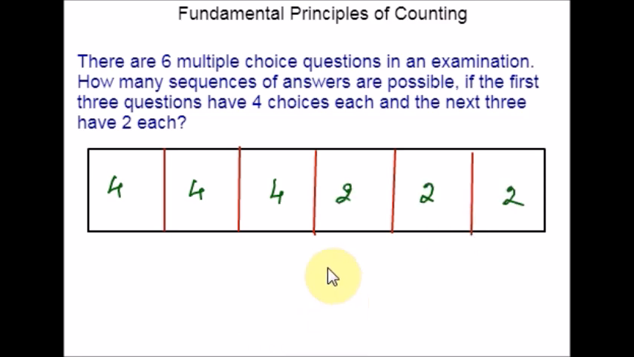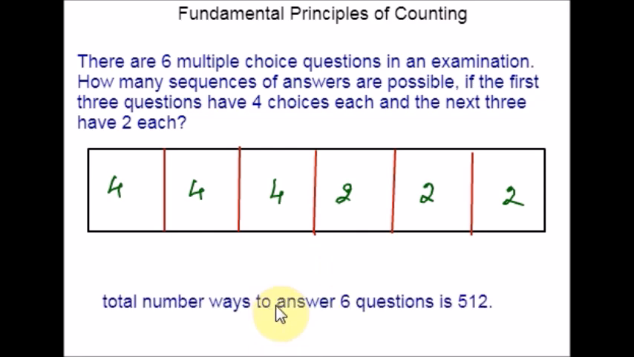So, the product rule will go here. Just multiply all the number of ways. So, 4 times 4 times 4 times 2 times 2 times 2. That will give you 512, right? So, therefore, the total number of ways to answer 6 questions is 512. Hope you're clear with this example. When solving these types of problems, you better use a table like this or a chart, or you can also prefer a tree diagram. That will help you to write all the possible choices. Choices means answers that you'll be getting in each and every step, so that you may not miss anything.